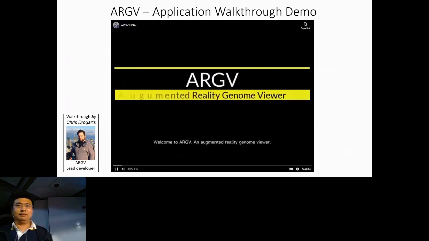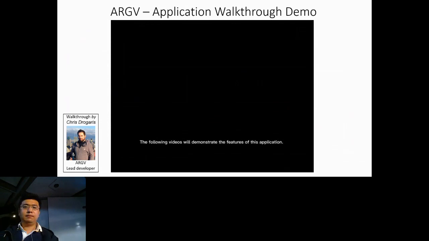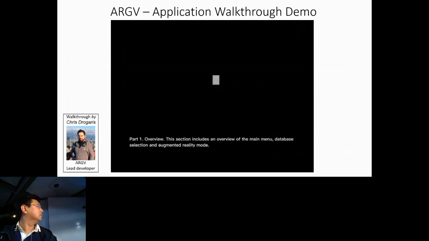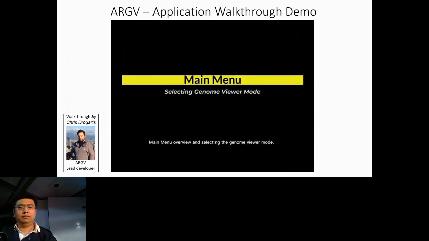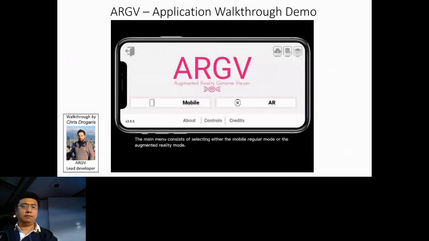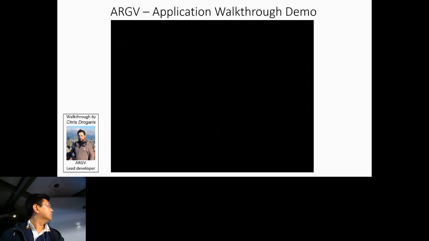Welcome to ARGV, an augmented reality genome viewer. The following videos will demonstrate the features of this application. Part 1, Overview. This section includes an overview of the main menu, database selection, and augmented reality mode. Main menu overview and selecting the genome viewer mode. The main menu consists of selecting either the mobile regular mode or the augmented reality mode. You can also select any database functionality from the top right of this section.